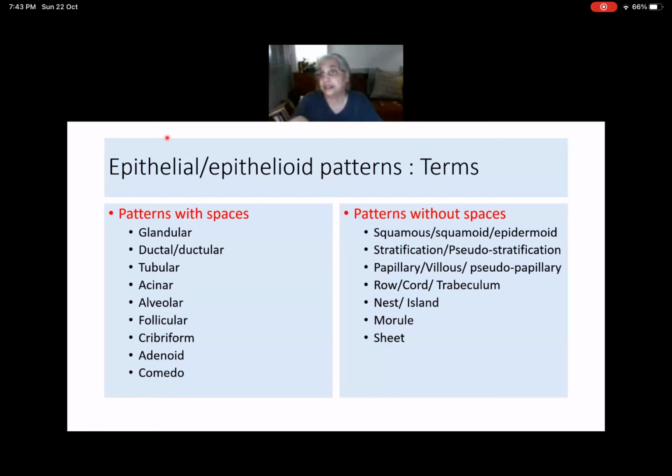Look at the number of patterns that you get. And yet, we do not use words the way that they should be used. You see an epithelial structure and you see a space, everything is called a gland. No, it's not. Everything is not a gland.